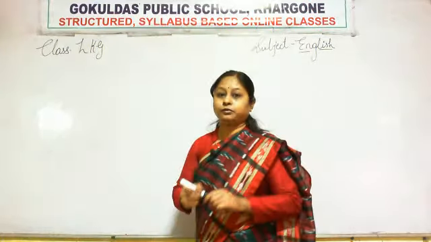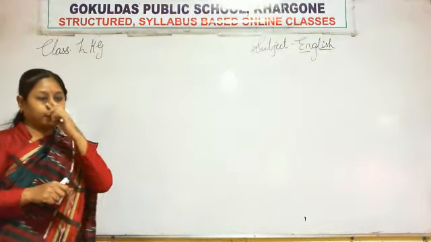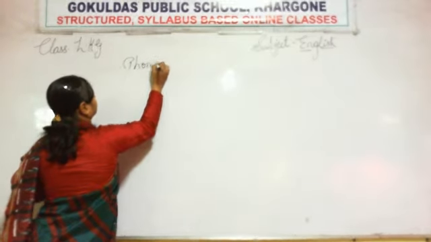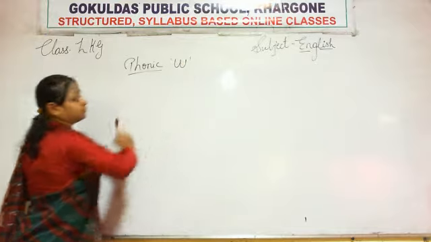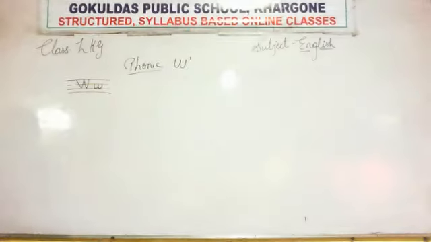Okay, now you have to look here. We have done phonics till B. Today we will learn the phonic sound of W. Look here. This is capital letter W and this is small letter W.